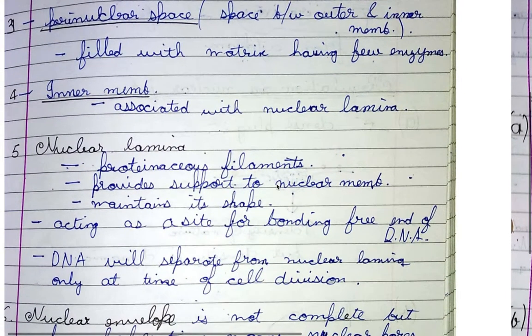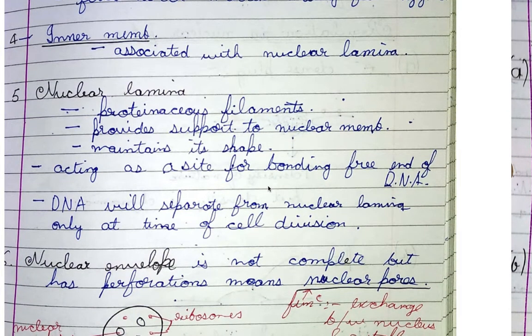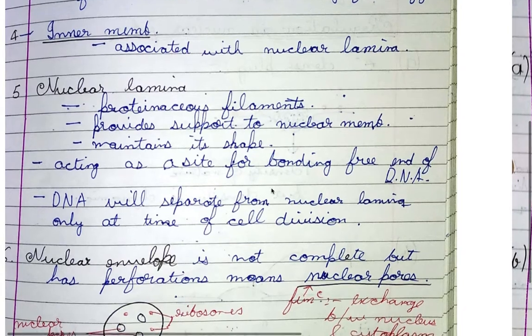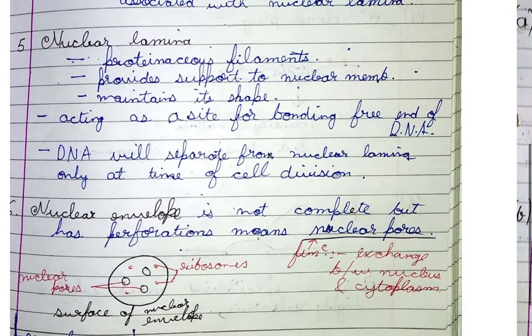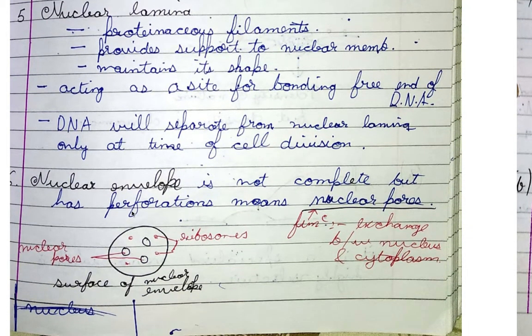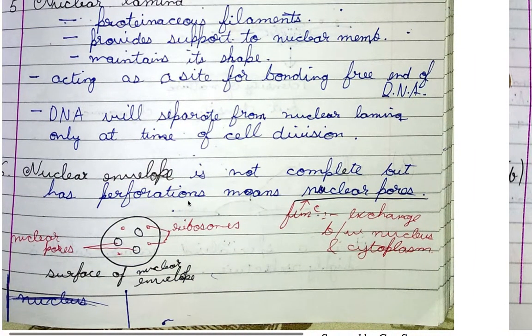Nuclear lamina are proteinaceous filaments. They provide support to the nuclear membrane and maintain the shape, acting as a site of bonding for DNA. And DNA will separate from the nuclear lamina only at the time of cell division. The nuclear envelope is not complete but has perforations, meaning nuclear pores. These nuclear pores are for exchange between nucleus and cytoplasm.